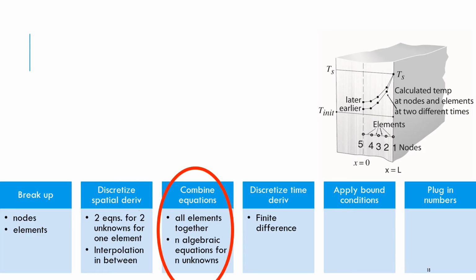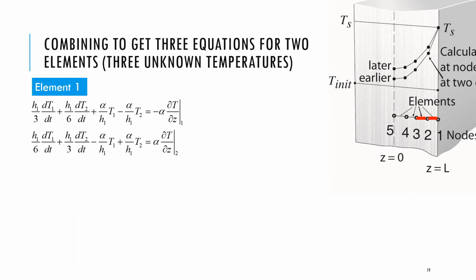So the hard part is done. We have two equations for two unknowns for one element, and of course it interpolates in between to get any other temperature. But now we're going to combine equations for all the elements. So what we have now is for one element, and we're going to now add all of these other elements together. So first we will try to combine the equations for two elements, these two.